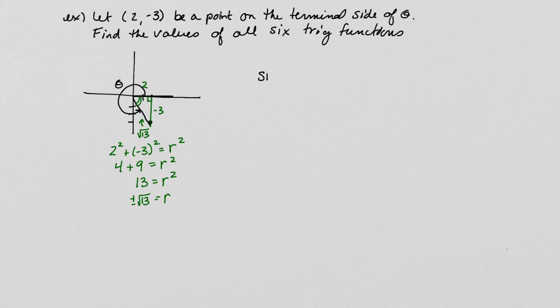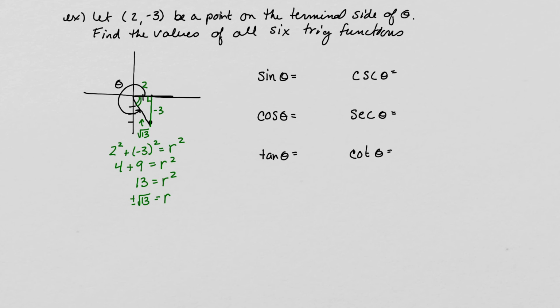Then we're going to find the sine of theta, the cosine of theta, the tangent of theta, and then paired with the sine is the cosecant of theta, paired with the cosine is the secant of theta, paired with the tangent is the cotangent of theta. Those are all the things that we're going to find.